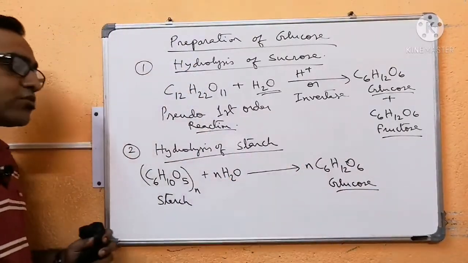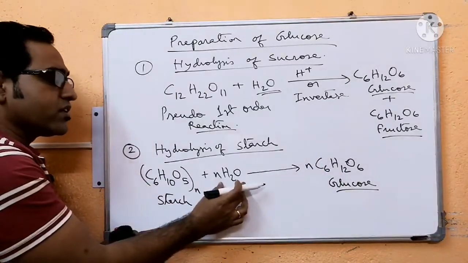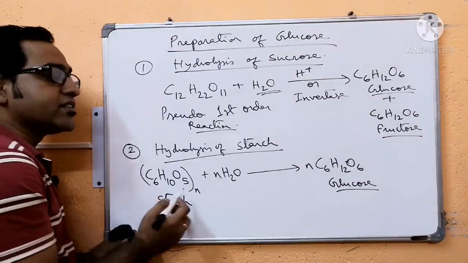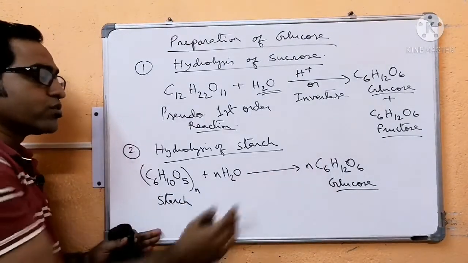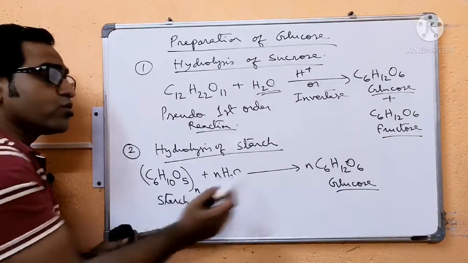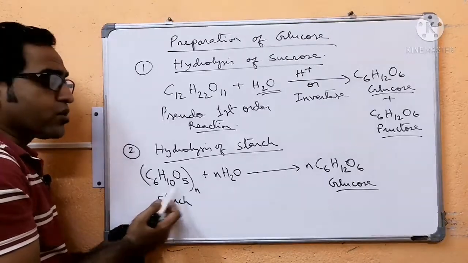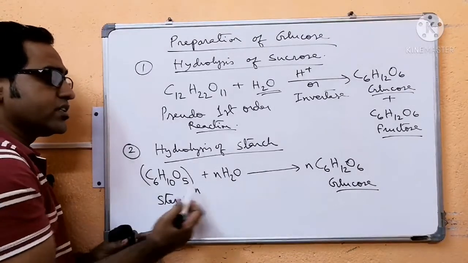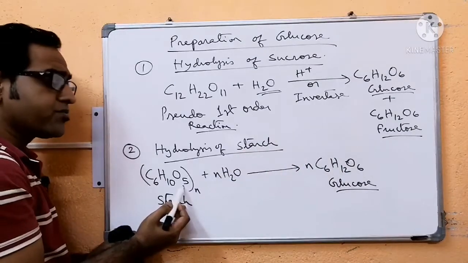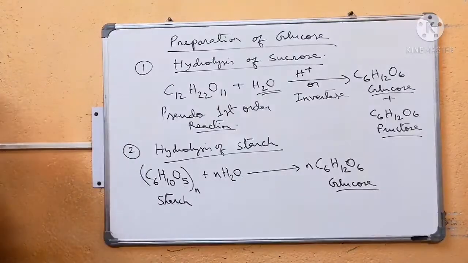How do I memorize this equation? I simply write glucose first and then I write the water. The number of carbon and hydrogen I adjust according to the glucose. Glucose contains 6 carbon, so I keep 6 carbon. Glucose contains 12 hydrogen, I keep 10 here because 10 plus 2 is 12. Glucose contains 6 oxygen, here we have 5 oxygen, 5 plus 1 is 6. So it is balanced.